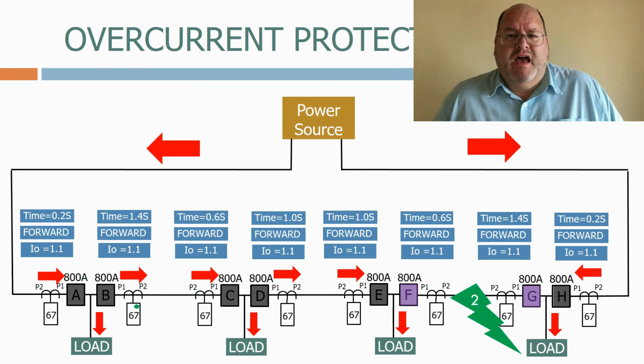We obviously can't look at every network configuration possible, but you should now see how the time current grading and directional elements of an overcurrent relay allow us to provide good fault discrimination for most types of networks. The main issue with using overcurrent relays is the time that we sacrifice to achieve this level of fault discrimination. In some of the networks we've just looked at, it's taken up to 1.4 seconds to clear the fault.